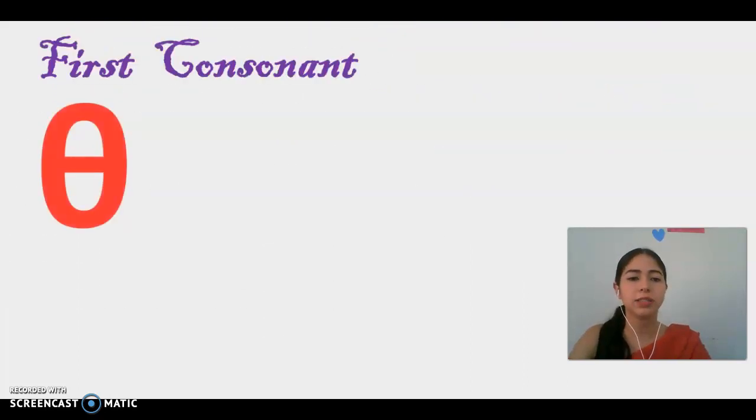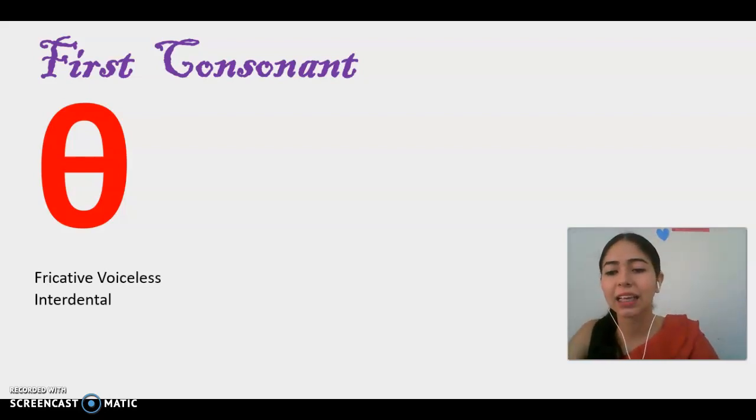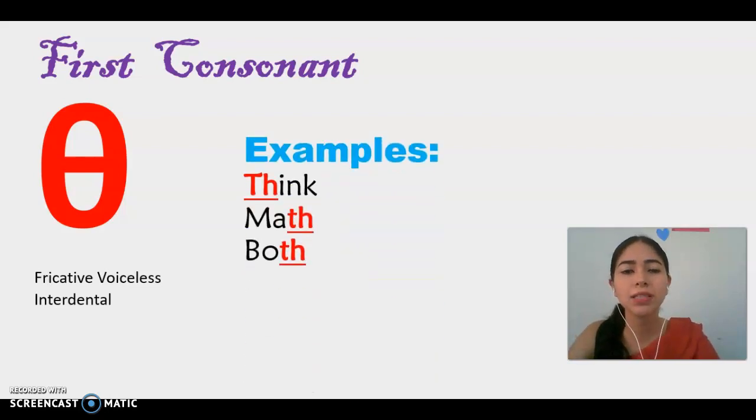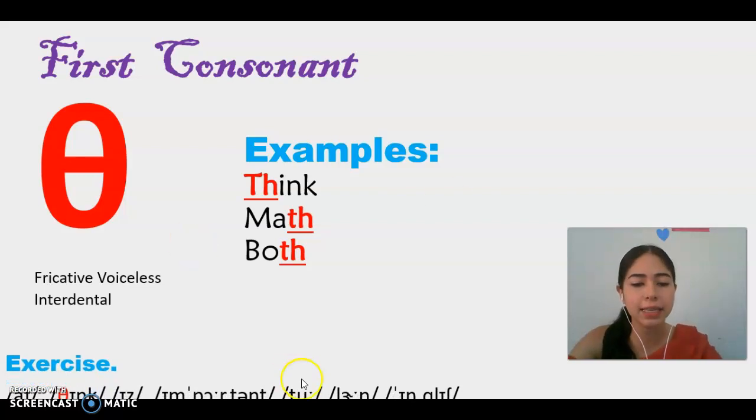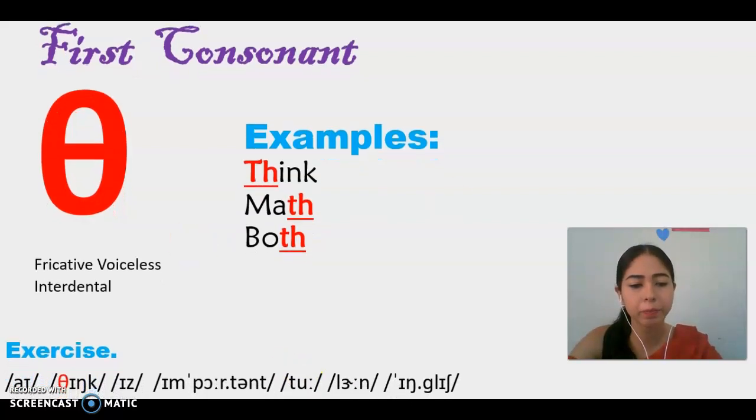First consonant. This is the symbol. It is fricative, voiceless, and interdental. The correct pronunciation of this consonant symbol is... Some examples are think, math, and both. An exercise is: I think it's important to learn English.